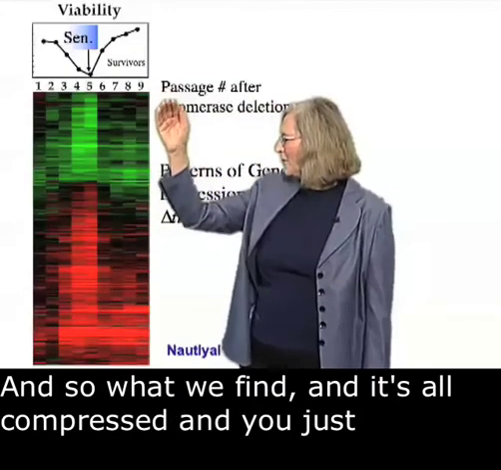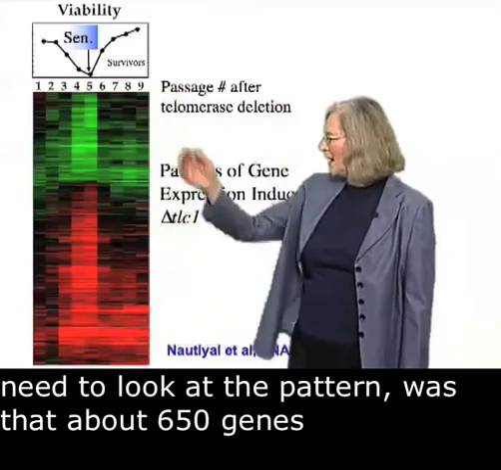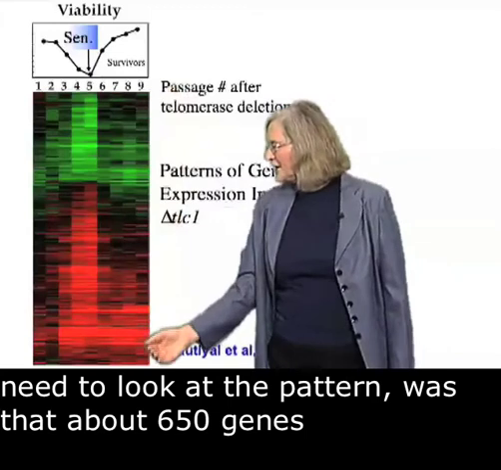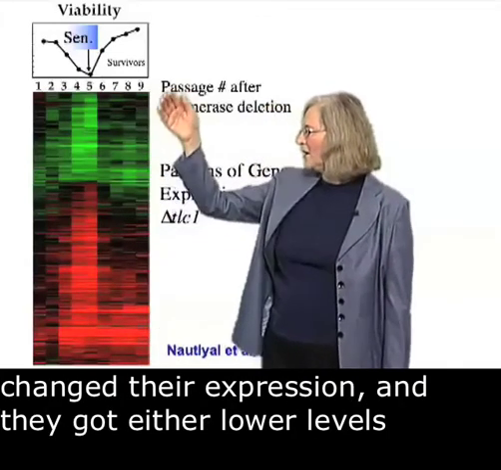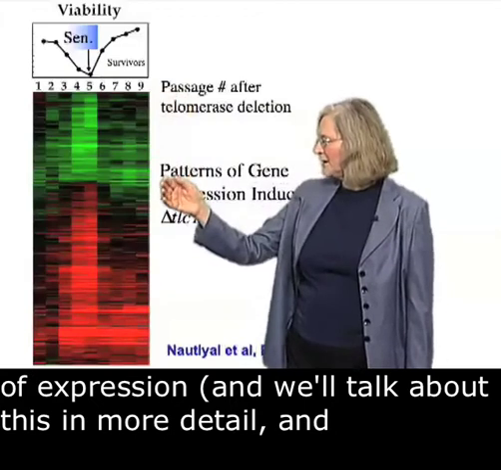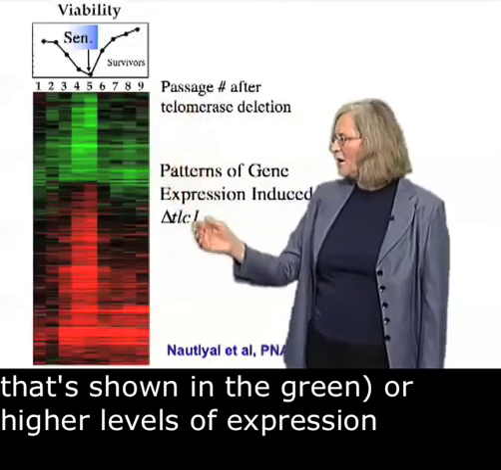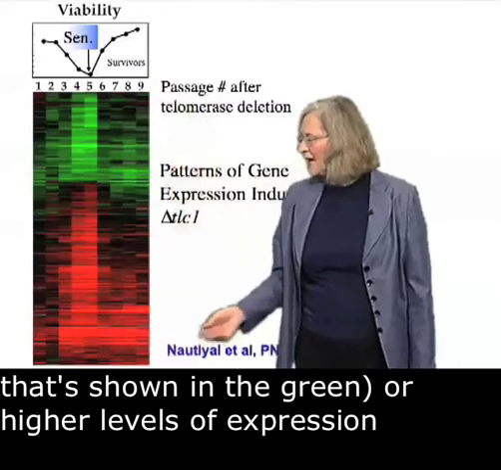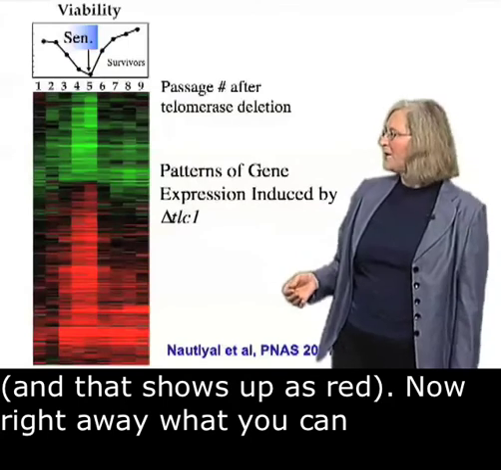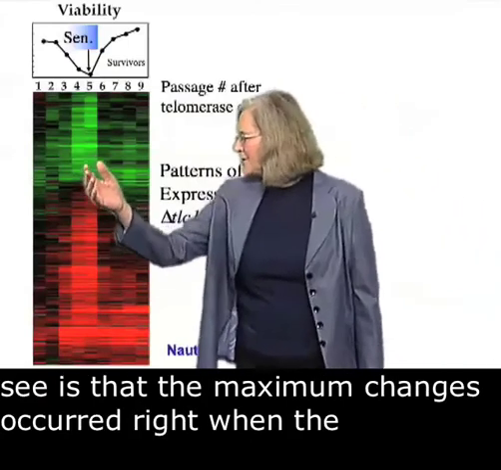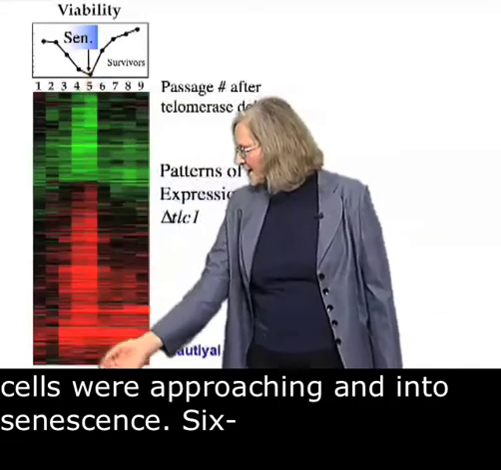And so what we find, and it's all compressed and you just need to look at the pattern, was that about 650 genes changed their expression, and they got either lower levels of expression, and we'll talk about this in more detail, and that's shown in the green, or higher levels of expression, and that shows up as red. Now right away what you can see is that the maximum changes occurred right when the cells were approaching and into senescence.